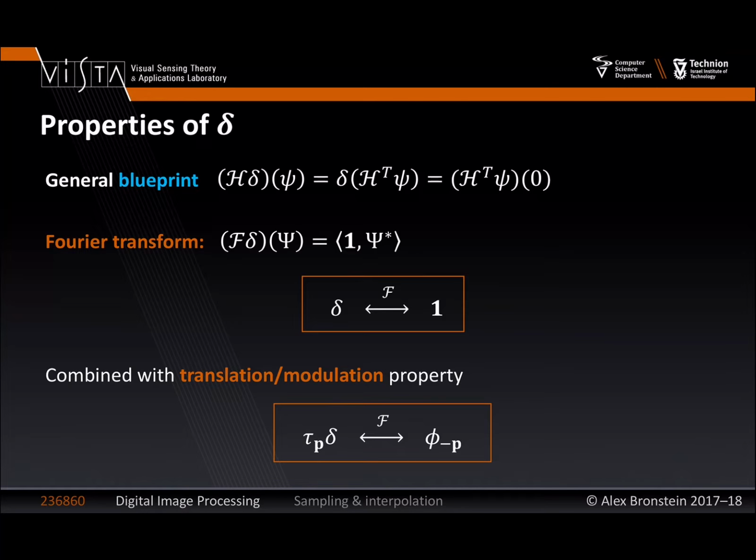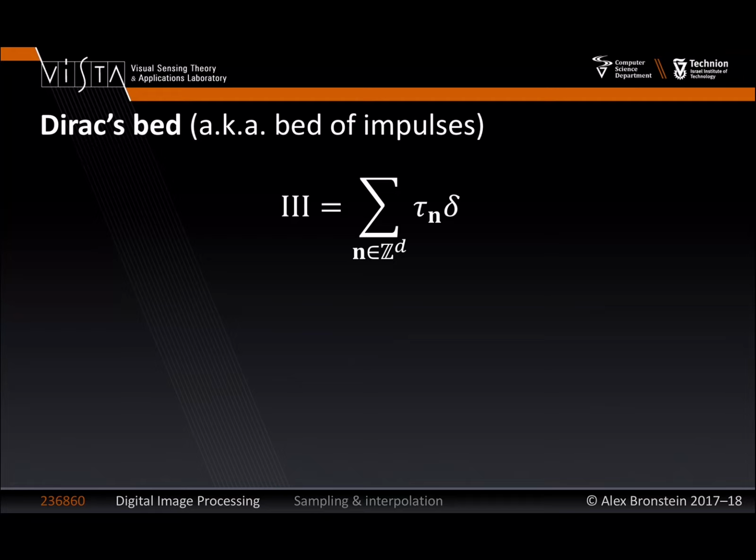Okay, so now we are coming to, basically all this introduction was to define this object that we have here. And I'm calling it a bed of impulses, or Dirac's bed. It's a very uncomfortable bed if you think of it. It's made of infinitely thin and infinitely high nails placed on a regular grid. So it would be a bed in the two-dimensional case, and some high-dimensional bed in the d-dimensional case.